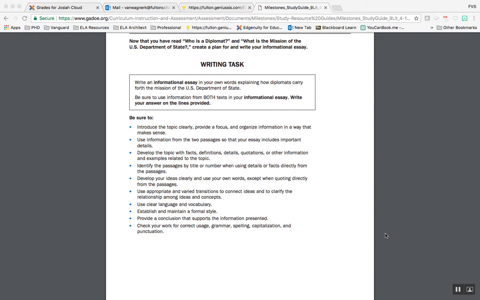Use clear language and vocabulary, and establish and maintain a formal style. That also has to do with your word choice. Make sure that you're trying really hard to not use slang. Honestly, contractions are considered informal. I don't know if they'd actually call you on that in this case. So instead of saying don't, say do not. If you use a contraction, I don't think it's that big of a deal, but keep that in mind in the future, especially since you'll have to work on your formal and informal writing style through high school.